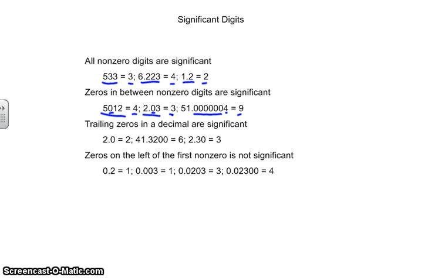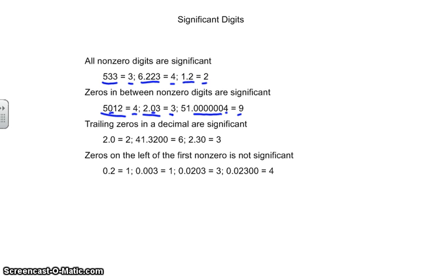Trailing zeros in a decimal are significant, meaning if they're at the end, trailing, and there is a decimal point, then yes, they are significant. So that is an important factor. It is if there is a decimal. If there's not, then those trailing zeros are not significant. But if there is a decimal, they are significant.